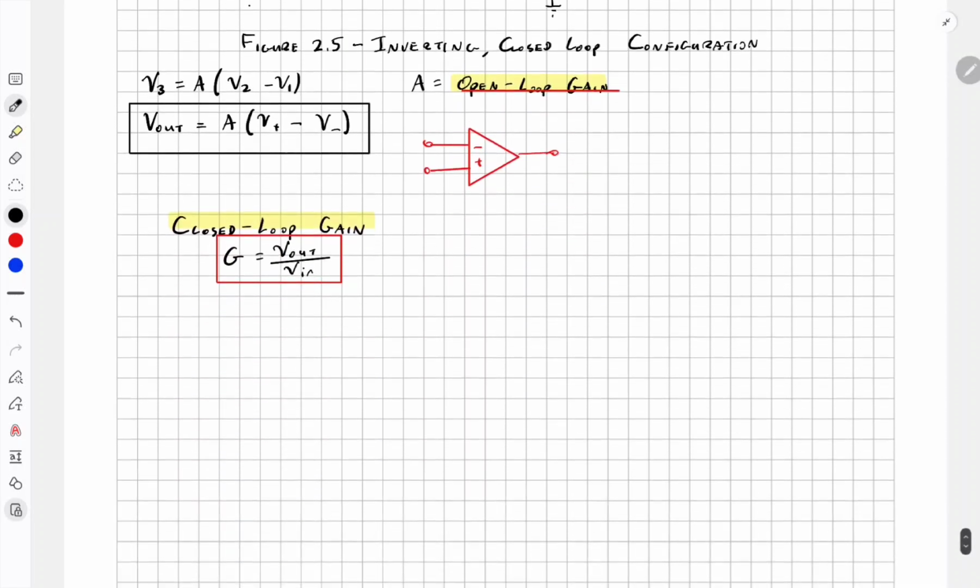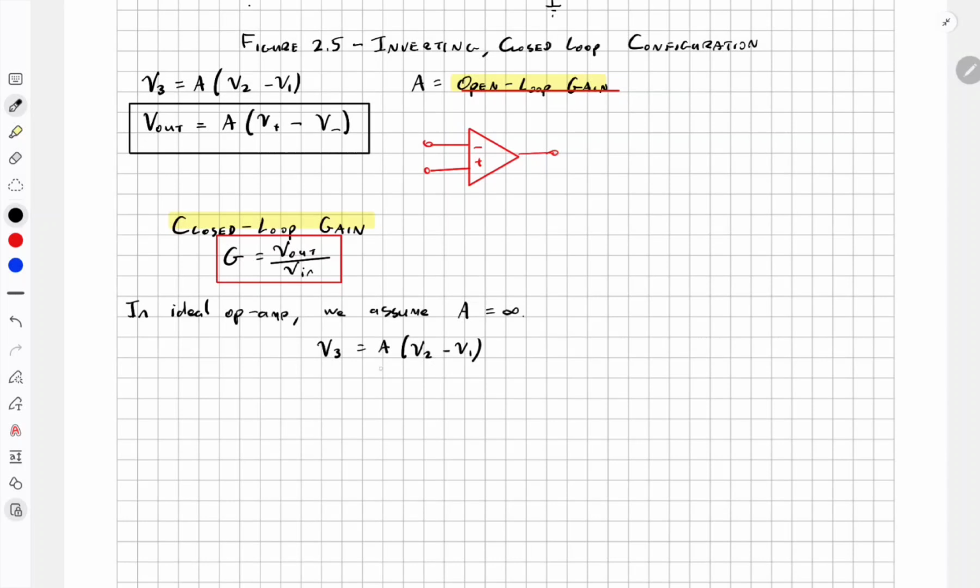So like before, we just keep talking about the ideal op amp. In the ideal op amp, like before, we're not changing this assumption. We assume A is equal to infinity. Open loop gain is infinite. So there is something interesting. If V3 is equal to A times V2 minus V1, this is the equation from before.